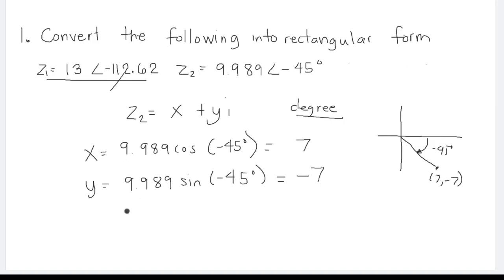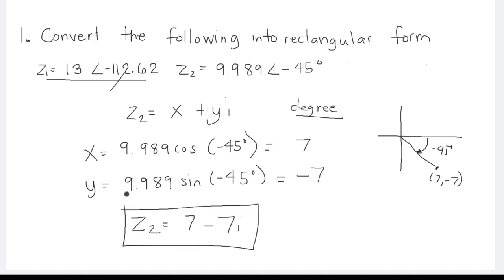Tama yung sagot natin. We can be certain that our answer is correct. Therefore, z2 is equivalent to 7 minus 7i. So that is how we convert from polar form to rectangular form.